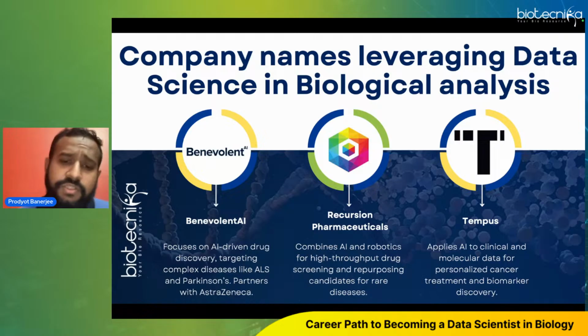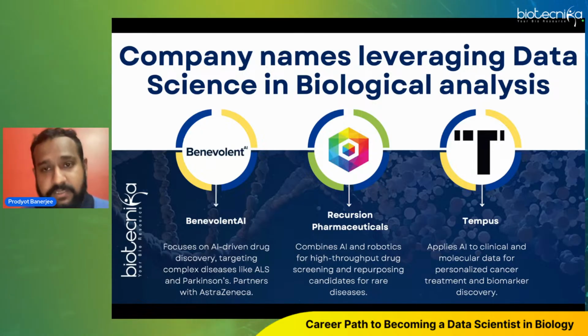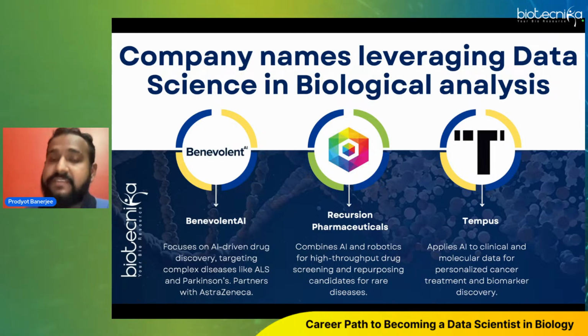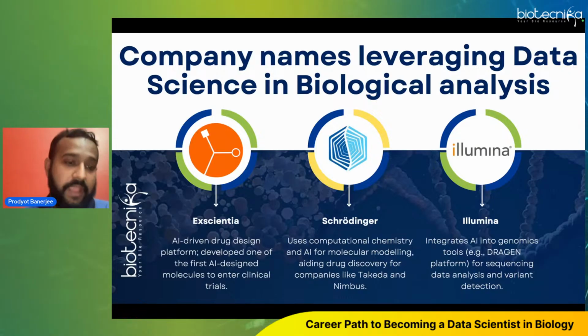Recursion Pharmaceuticals utilizes a combination of AI and robotics to come up with a high throughput CADD. They are mostly working on rare disease. Rare disease is what? If it is happening in less than 1% of the world population, it is considered a rare disease. Then you have Tempus. That is again a startup. They are utilizing it for personalized medicine and personalized cancer care, and for identifying biomarkers for cancer.